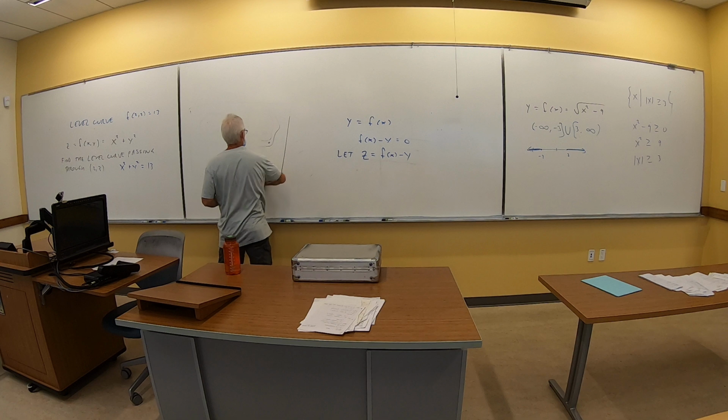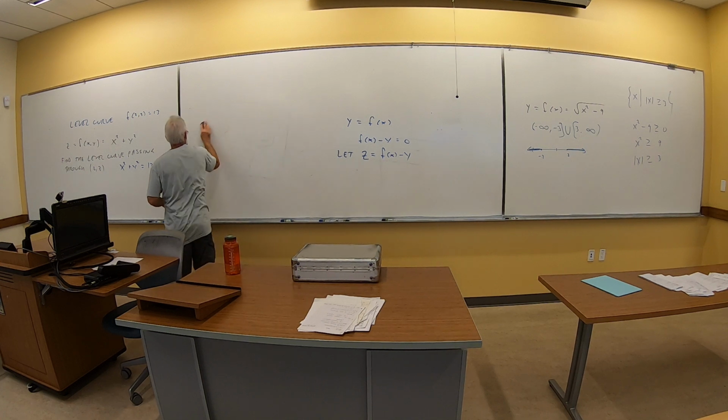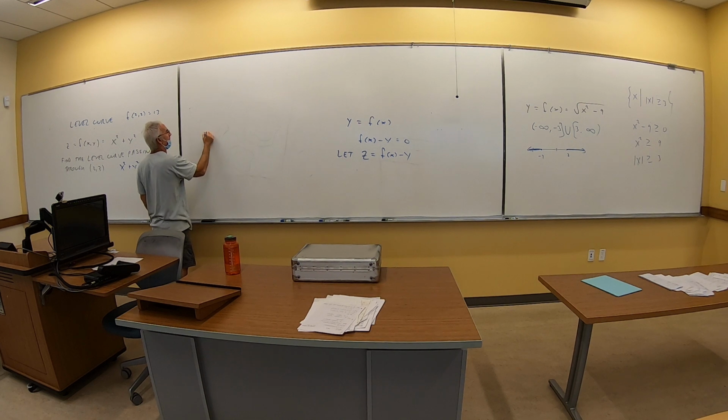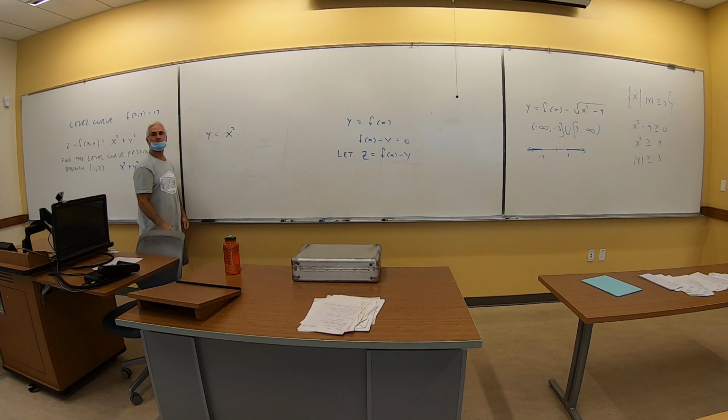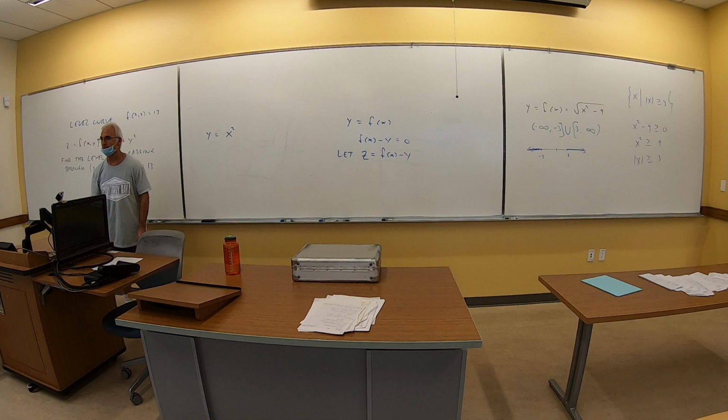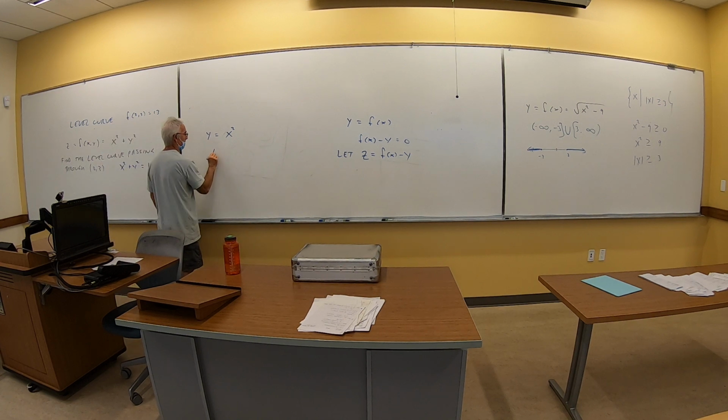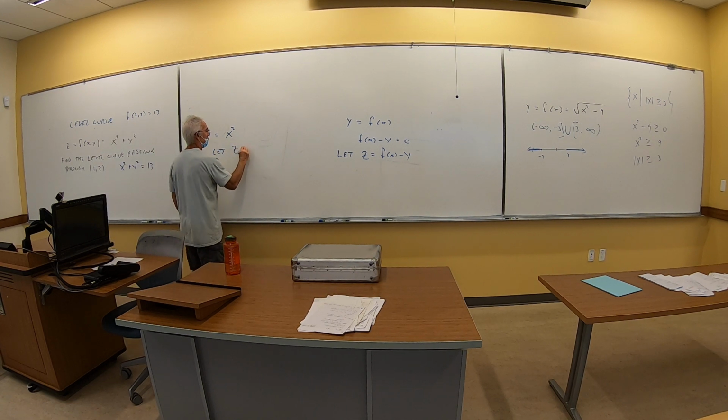Okay, let me do a simple one. I don't want it to be too complicated. Let's say I have y equals, I don't know, let's keep it simple. Y equals x squared. Okay? So let z equal x squared minus y.